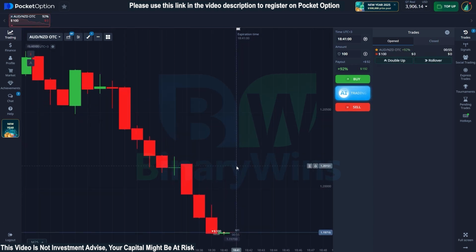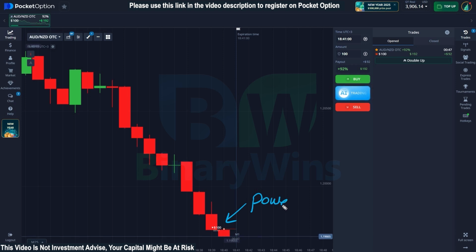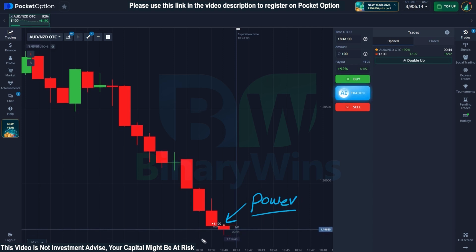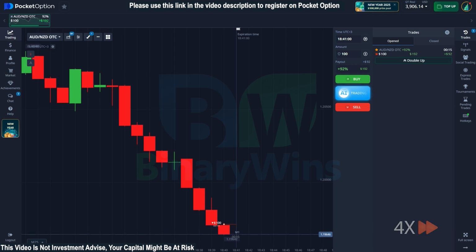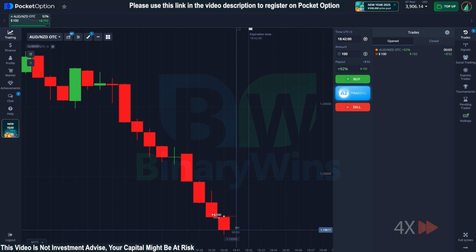I entered the lower trade. You can see here we have a power candle that has formed in the continuation of the bearish momentum trend. A candle with a strong body and no pressure and rejection from below. So I entered the lower trade. Okay?